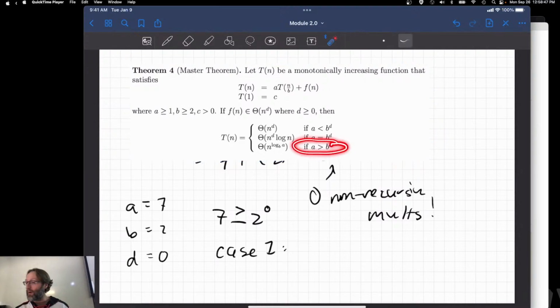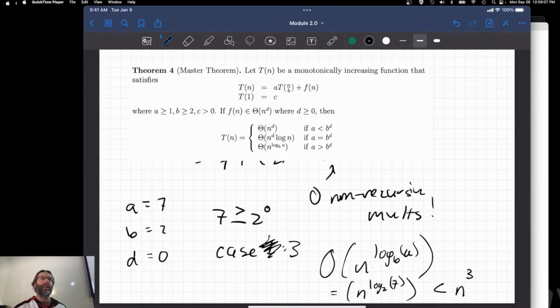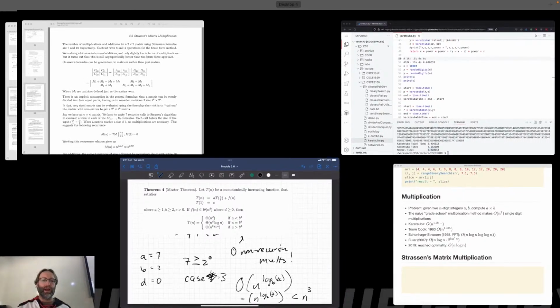There's the third... sorry, not case 1. Case 3. And so it's going to be order n to the log base b of a, which is equal to n to the log base 2 of 7, which is less than n to the third. Right? It's going to be like 2 point something. I have it somewhere.